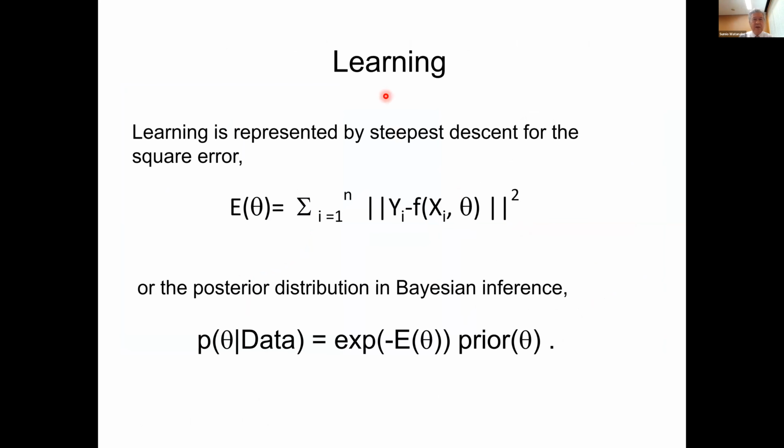So learning is represented by steepest descent for the squared error. The squared error of theta is defined by the sum of the squared norm of yi minus f of xi and parameter theta. This is a function of theta, and the optimal parameter theta might be found by steepest descent, minimizing this. Or, in Bayesian inference, the posterior density is defined by P of theta given the data. This is a prior distribution of theta, this is the posterior, and this is the likelihood function of theta.